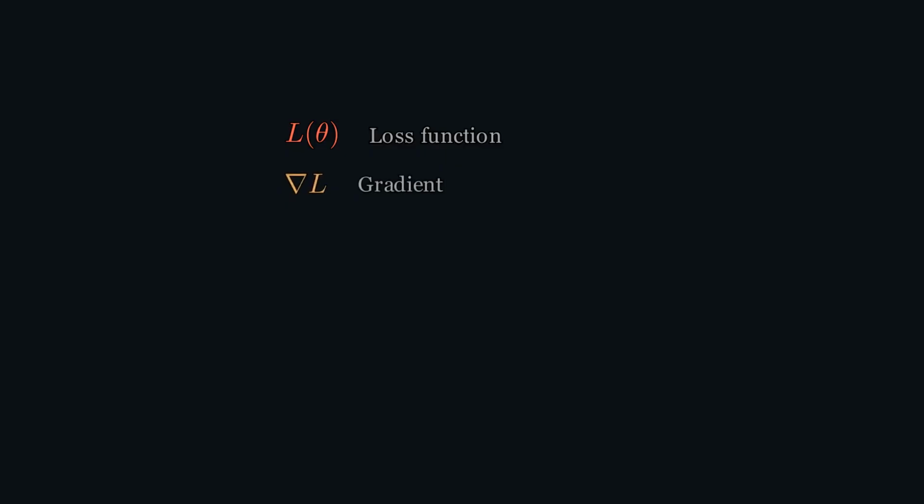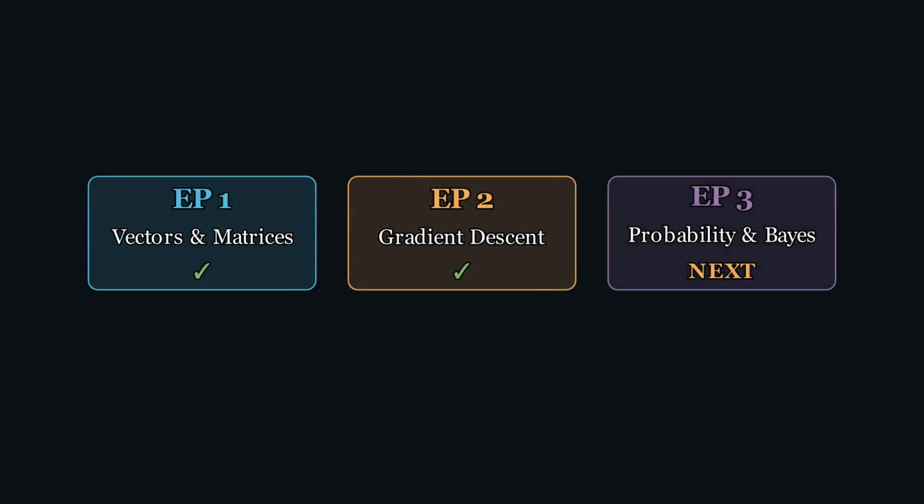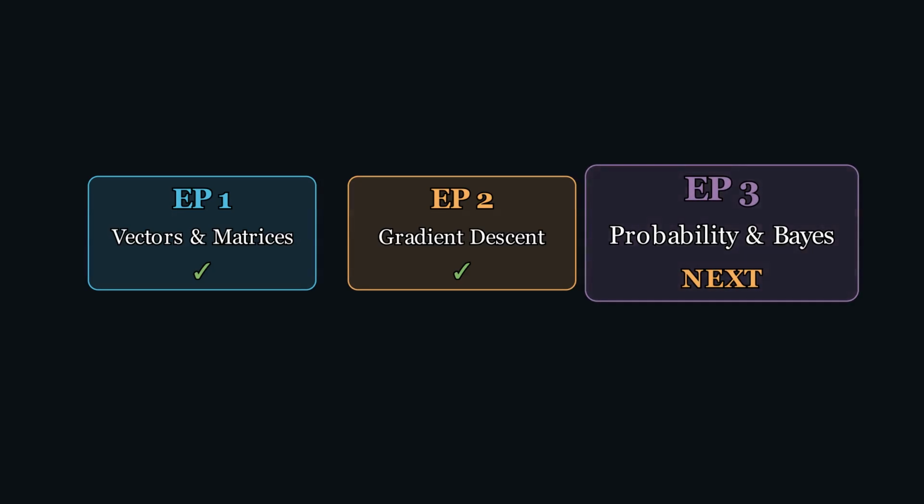In episode 1, we learned how AI represents the world as vectors and matrices. Today, we learned how AI improves by descending through a vast mathematical landscape, guided by the gradient. In episode 3, we'll discover how AI handles uncertainty with probability and Bayes' theorem.